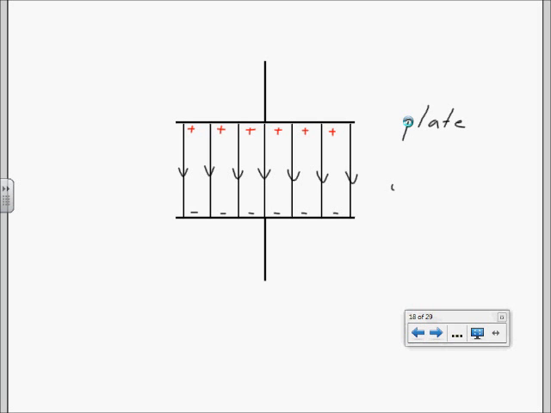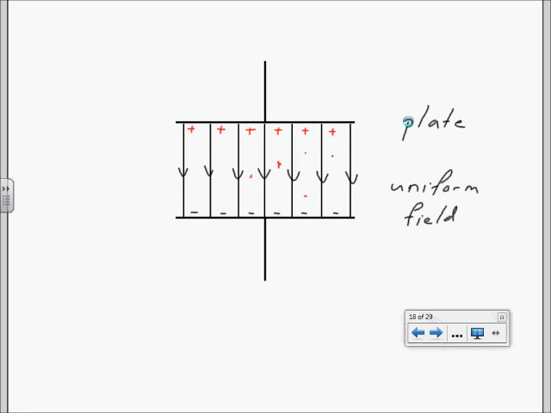And we have what is called a uniform field. In other words, the field is the same strength everywhere between those plates. And therefore, if you placed an electric charge anywhere, the same size charge anywhere in the field, it would experience exactly the same size force.